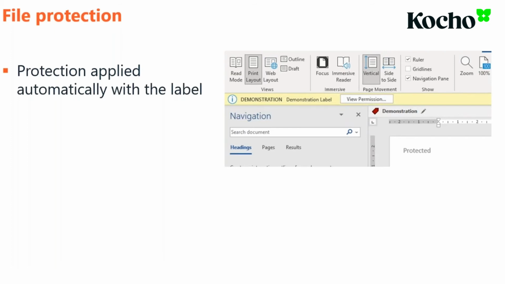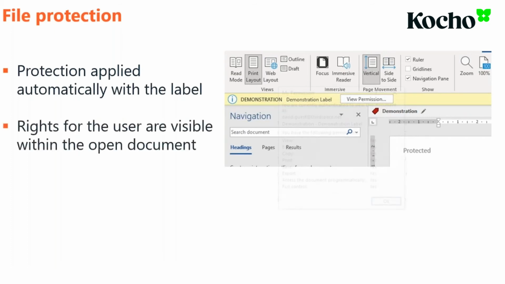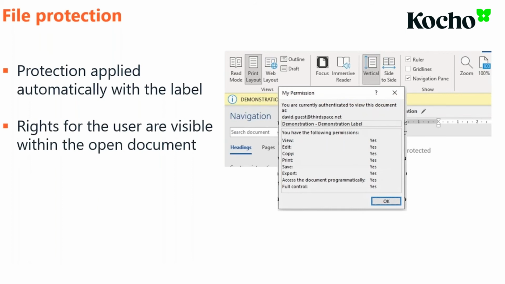If I click on the View Permissions button at the top, then I can see what I'm allowed to do within this document. Now, it's my document. I own it, so I should have full permissions. And indeed, that's what this shows me. I have the ability to view the document, edit it, copy, that means copy and paste in and out of the document. I can print it, I can save it somewhere else, I can export the data, I can use macros to access it. I have full control.